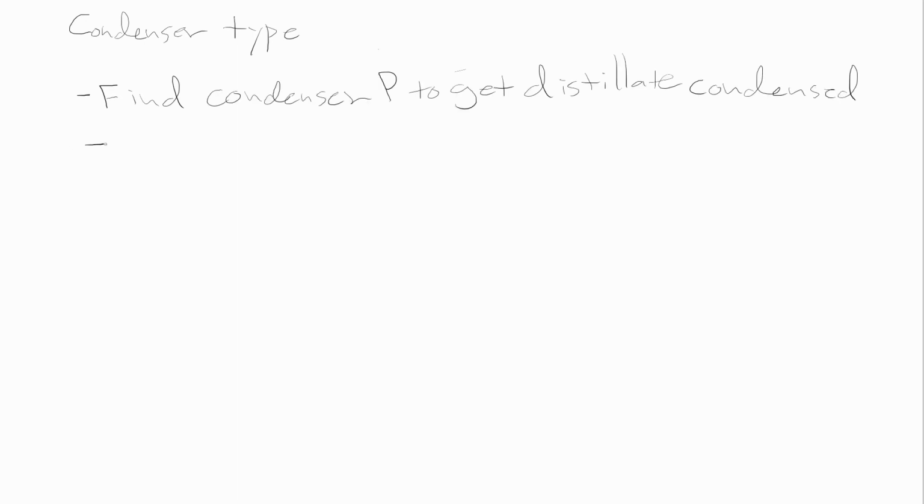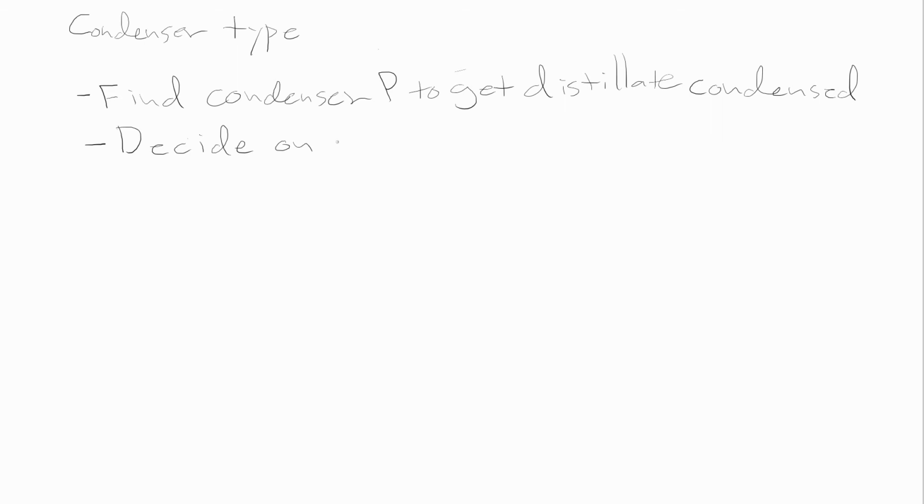We also talked about how to select a condenser type. The process is simply as follows. First of all, we find the condenser pressure necessary to get a condensed distillate. At this point, we can decide whether we need a total or partial condenser based on whether this pressure is sufficiently low.